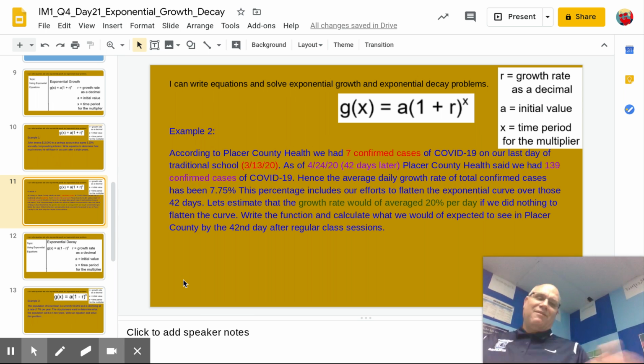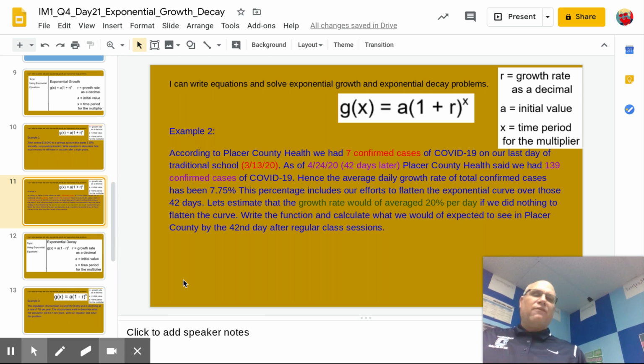So let's just make a ballpark guess here. I have no clue. This is not my area of expertise. But let's just say the average would have been 20% growth per day if we did nothing. We just came to class every day. We're still running business as usual. How many cases would we have had 42 days later in Placer County alone? So let's write the equation. Why don't you see if you can write the equation for that?